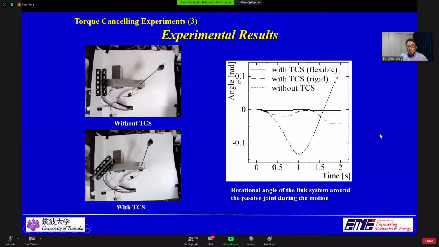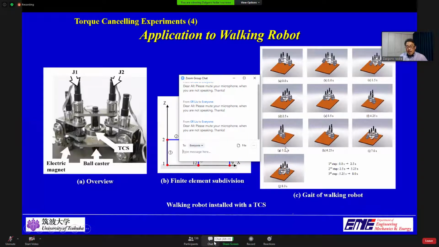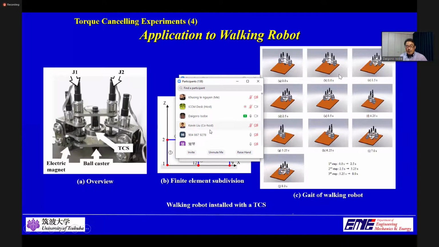Last of all, the TCS was applied to a walking robot. As you can see, the TCS is mounted at the center of this walking robot, which walks only on metal sheets by taking a grip by electromagnetic field. However, the robot may sway during the motion because of its quite large mass. This is the finite element subdivision, and we calculated the torque required for a 3-step motion and the TCS using the parallel solution scheme.